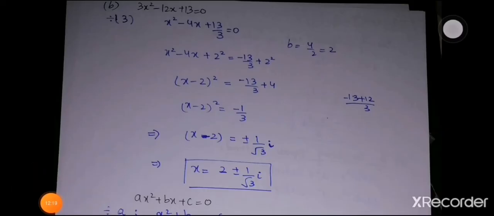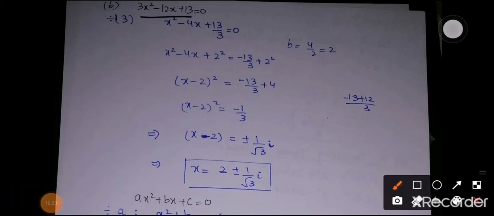Next one is the b part of the equation. Again we are having the equation 3x square minus 12x plus 13. So we have to make the coefficient of x square 1, and for this we will divide the whole equation by 3 because the coefficient of x square is 3 here. So we will get x square minus 4x is equal to 13 by 3. We can easily shift this 13 by 3 on the other side.